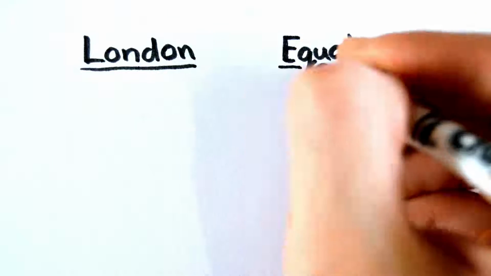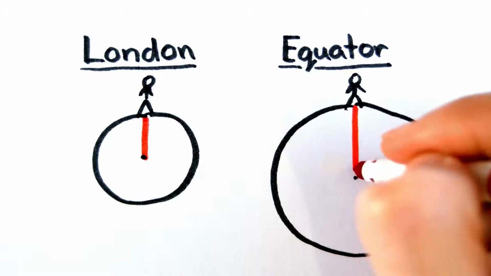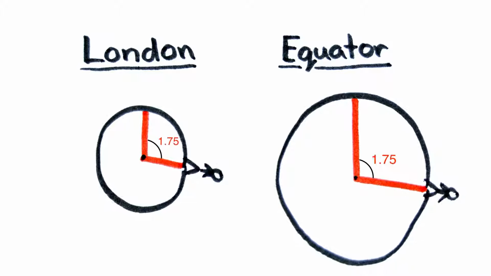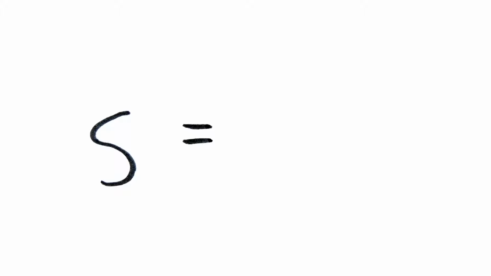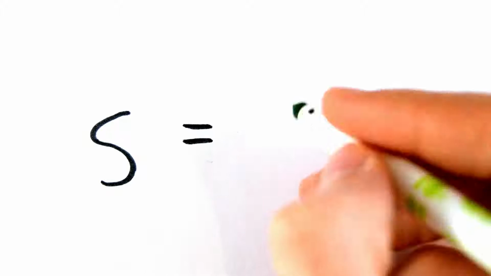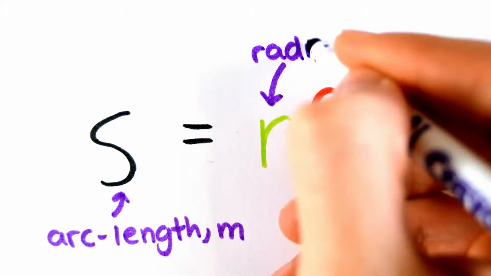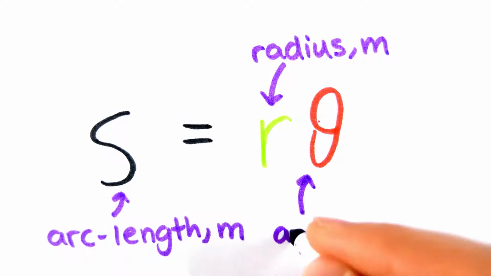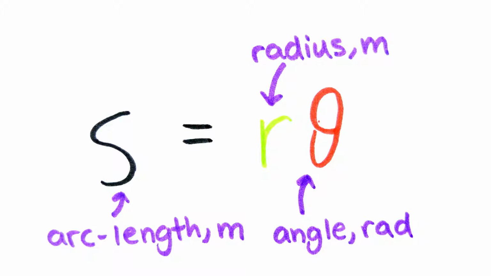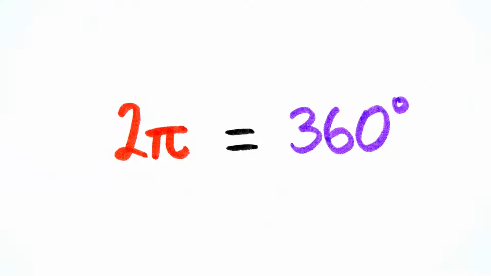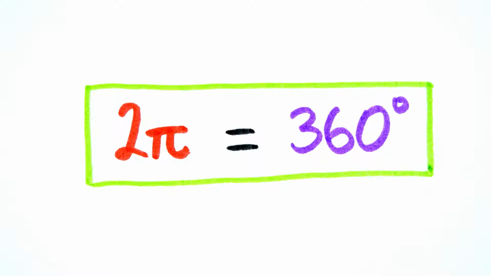However, both of these places would have the same angular displacement at any point in the day. The angular displacement is measured in radians rather than degrees because it makes calculations much more straightforward. For example, the distance you move along the circle is given by the formula S = rθ, where S is the arc length in meters, r is the radius of the circle in meters, and θ is the angular displacement in radians. There are 2π radians in a circle, which means that 2π = 360 degrees, and using this fact we can convert between degrees and radians.